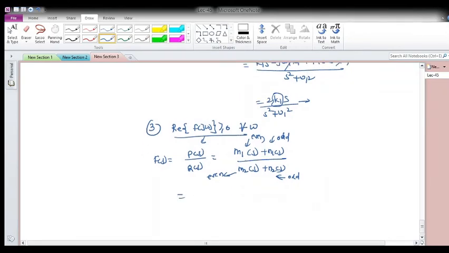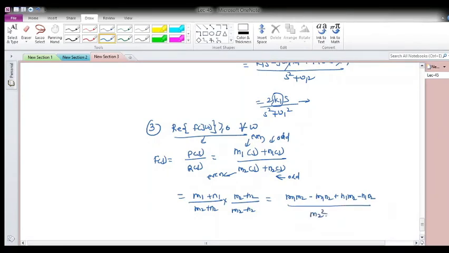I will not use s now, I will directly write m1 and n1, basically these are functions of s. So (m1 plus n1) over (m2 plus n2), you multiply with (m2 minus n2) over (m2 minus n2). So it will be now m1 m2 minus m1 n2 plus n1 m2 minus n1 n2, divided by m2 square minus n2 square.